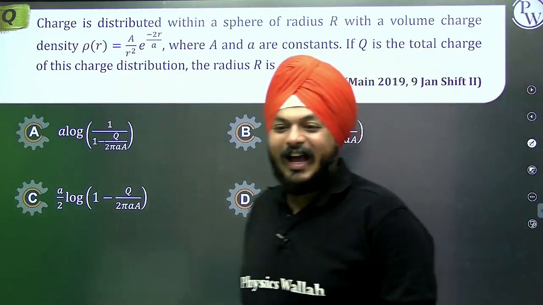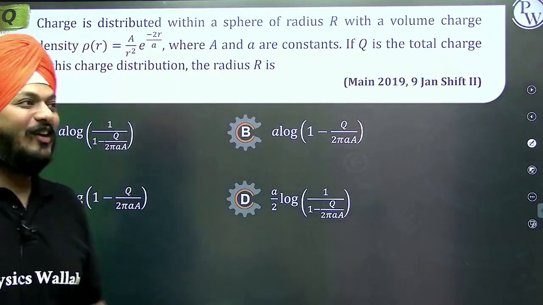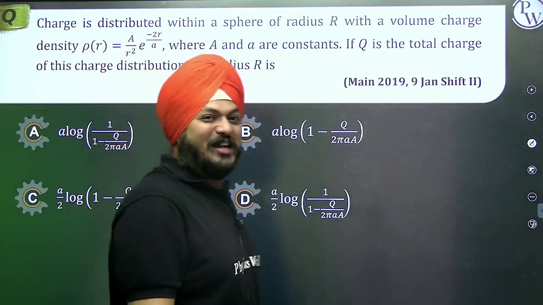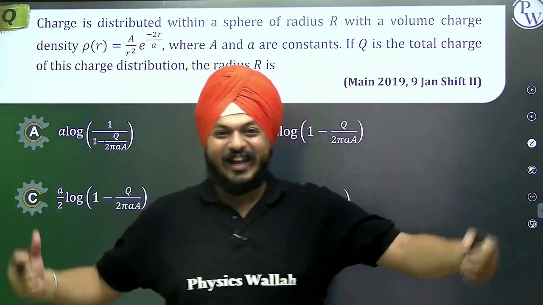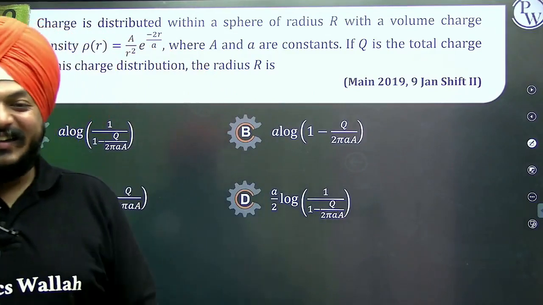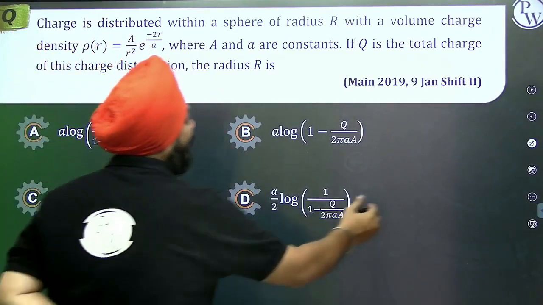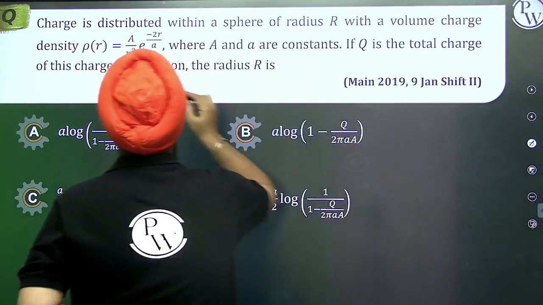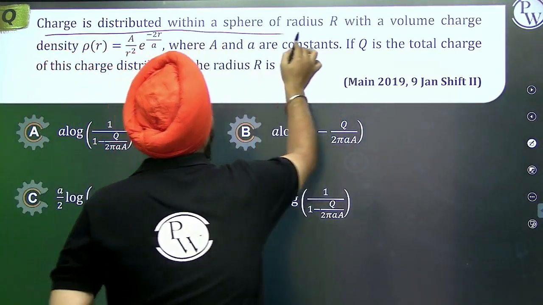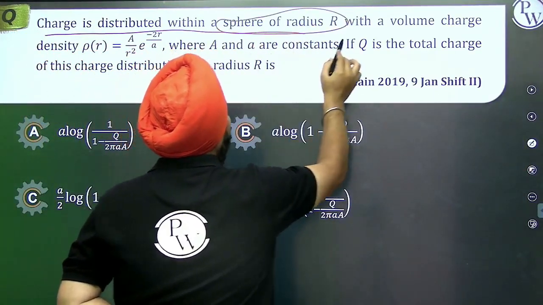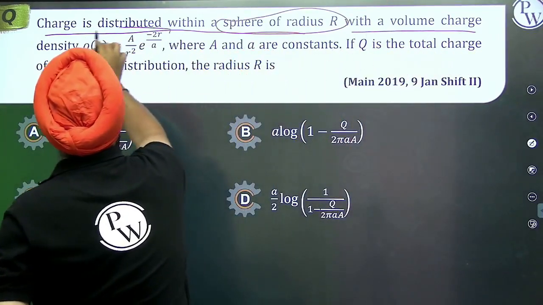Awesome sum came, right? Again, this came with differentiation and integration. Differentiation and integration kind of things motivate us a lot. Let's see this. What does it state? A charge is distributed within a sphere of radius r with the volume charge density as this.